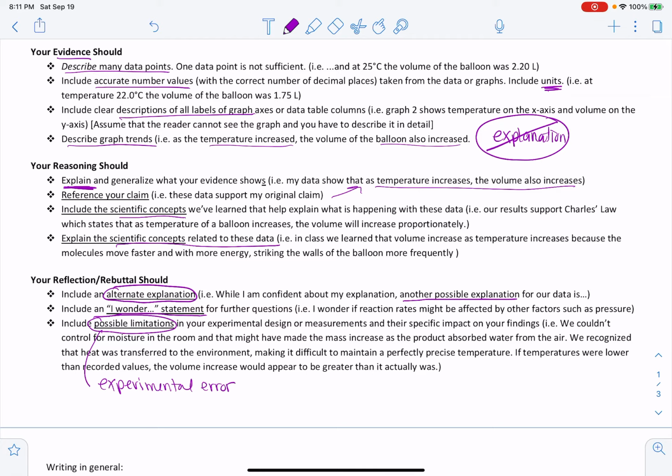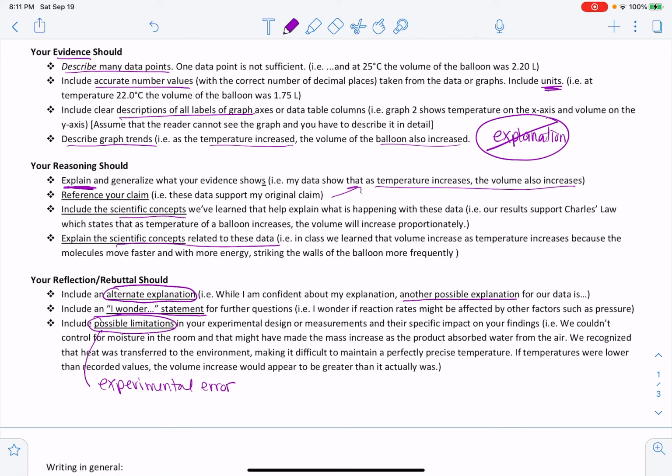A limitation would be, well, we simply weren't able to measure to the nearest 10,000th of a gram, so we couldn't get any more precise measurements than we have. Or we couldn't get the flask to be cool enough because we only had ice and salt. It would only go down to negative 15 degrees Celsius. We couldn't get it down to negative 30. So limitation is something that you just physically couldn't do.